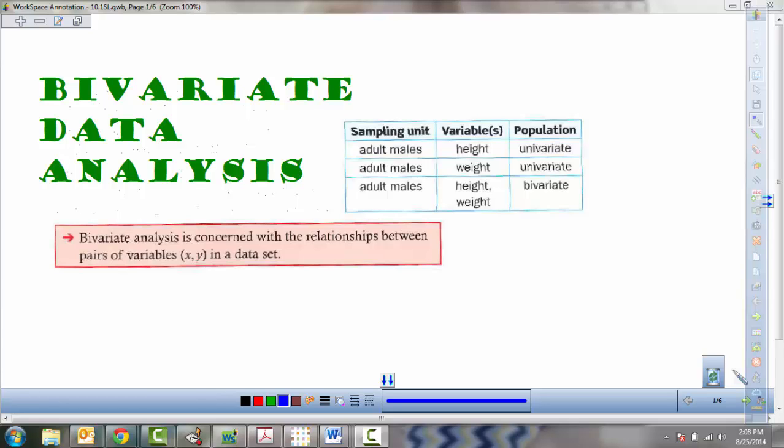Hopefully you've looked at how we analyze univariate data, that is one data set, such as the height of adult males or the weight of adult males. In this section, we're going to begin our study of bivariate data. For example, we're looking for a relationship between the height and weight of adult males. So our bivariate analysis is concerned with the relationships between pairs of variables, and we assign one of them our x and one of them our y, or our independent and dependent variables.